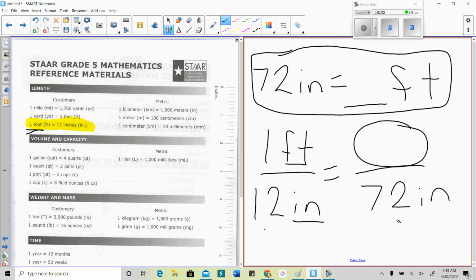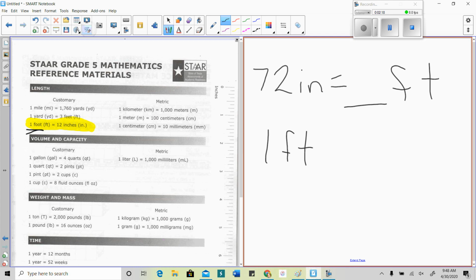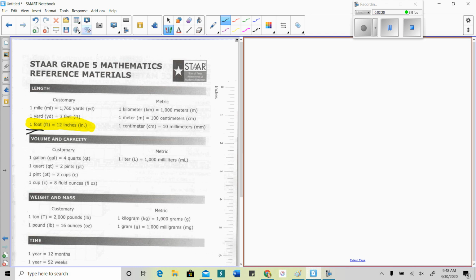So the 12 and the 72 are beside each other. And when the two numbers that I'm using are beside each other, it is a division problem. So I'm just going to make that into a division house. So then I would divide 12 into 72. It will go in 6 times. So that answer would be 6 feet. Okay, so I'm going to clear off my page, and we're going to do another one.